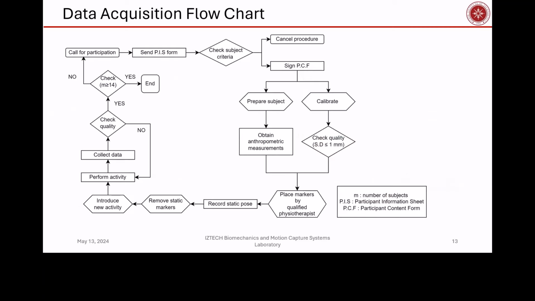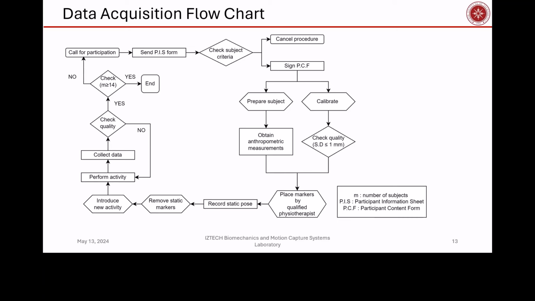So you can see the experimental flow I explained so far as a summary in the diagram here. Initially, participants receive a participant information form. After being briefed about the experiment, their qualification is assessed against the experiment criteria. If they meet the requirements, they proceed to sign the participant consent form.